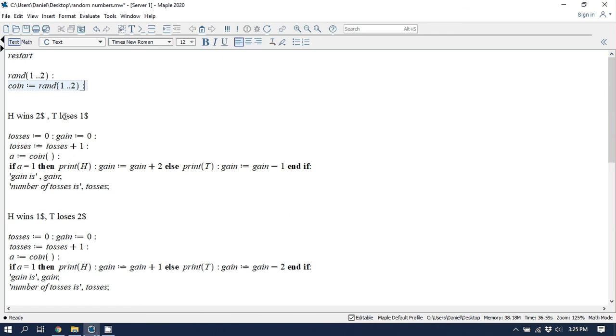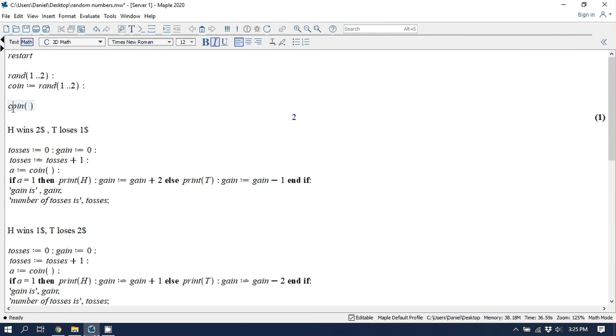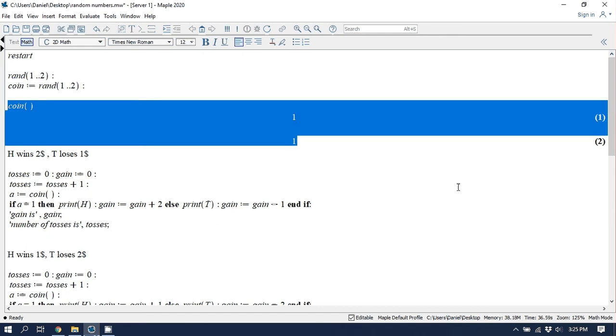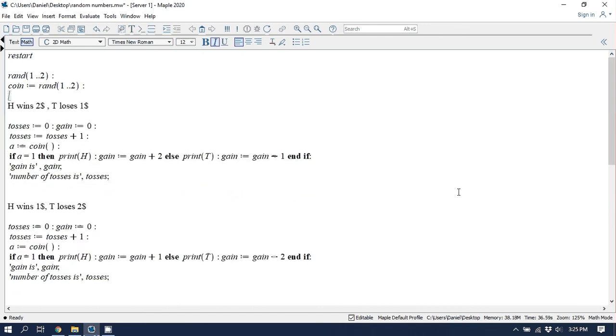Each time you run the function coin, you're going to end up with either 1 or 2 randomly, obviously. So it basically simulates tossing a coin. So for example, I run it several times. Now it's 2, 2 again, 1, 1, 2 again. So it's going to be either 1 or 2, obviously, with probability 1/2.